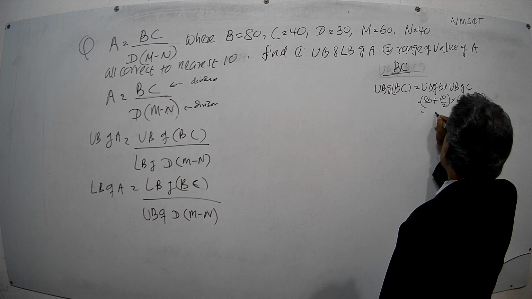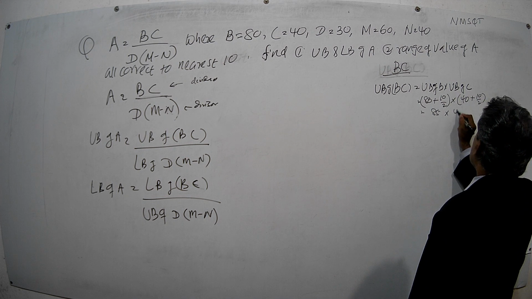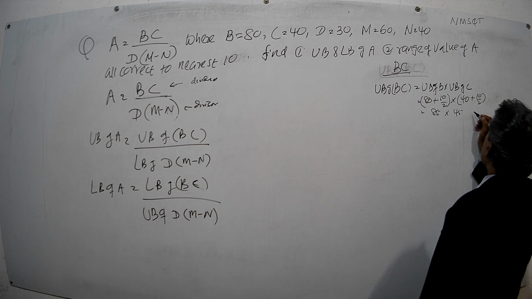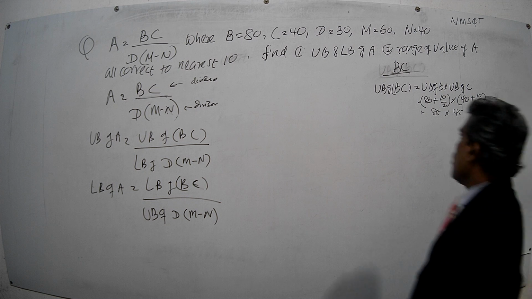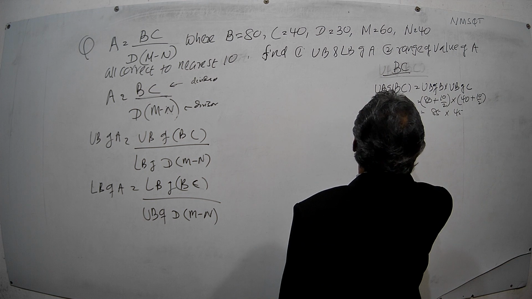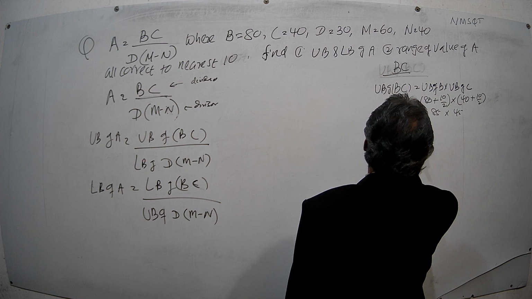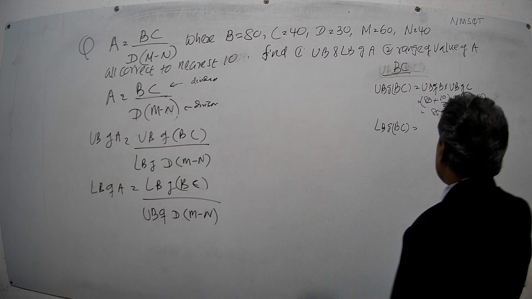That will be 85. Then into this one will be 45. Right. That will be the upper bound of that. Right. Okay. Then you go to the lower bound of BC. How do you find the lower bound of BC?